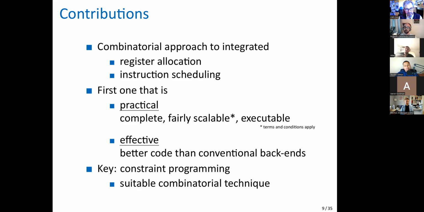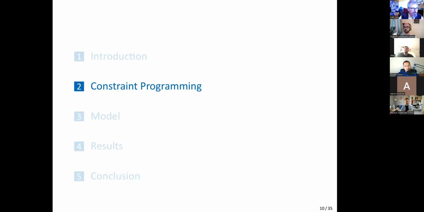And the key to all of this is, I would say, the use of constraint programming. Like we have mentioned, there are many combinatorial optimization techniques, but we found that constraint programming in particular has a number of properties that make it more suitable for solving this problem. Okay? Yeah. But what is constraint programming?